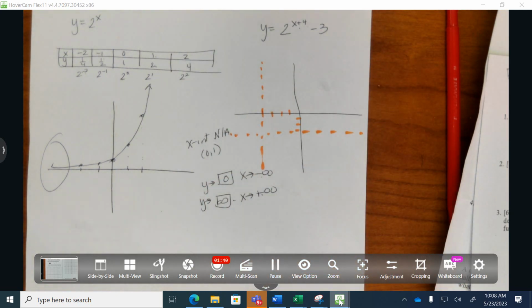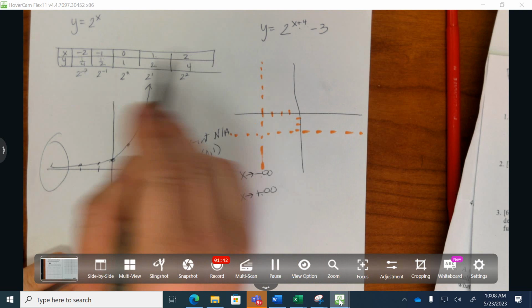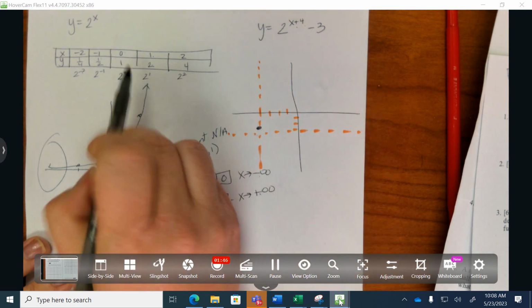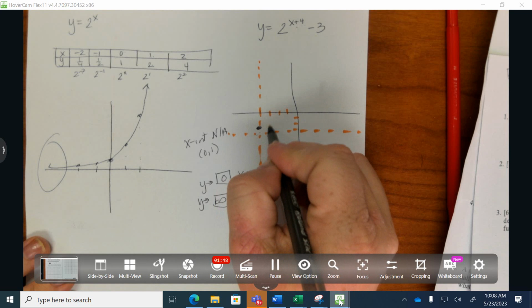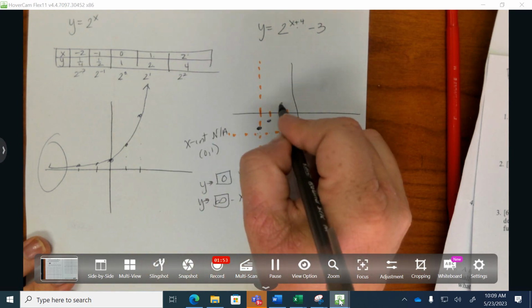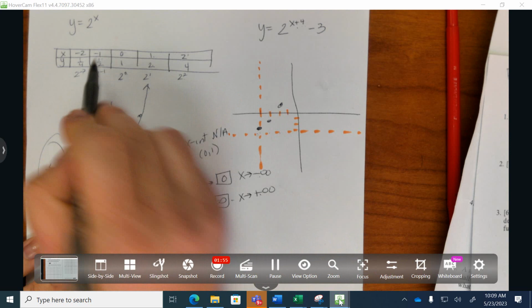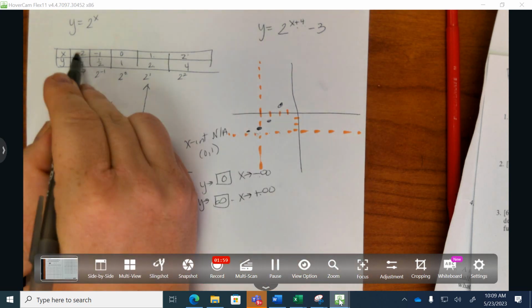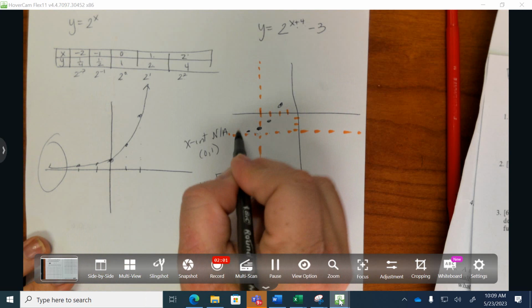This is my new origin. And I'm going to use the exact same ordered pairs. 0, 1. So here's 0 and up 1. 1, 2. Over 1, up 2. 2, 4. Over 2, up 4. Negative 1 and 1/4. Negative 1 and 1/2. Negative 2 and a 4th.